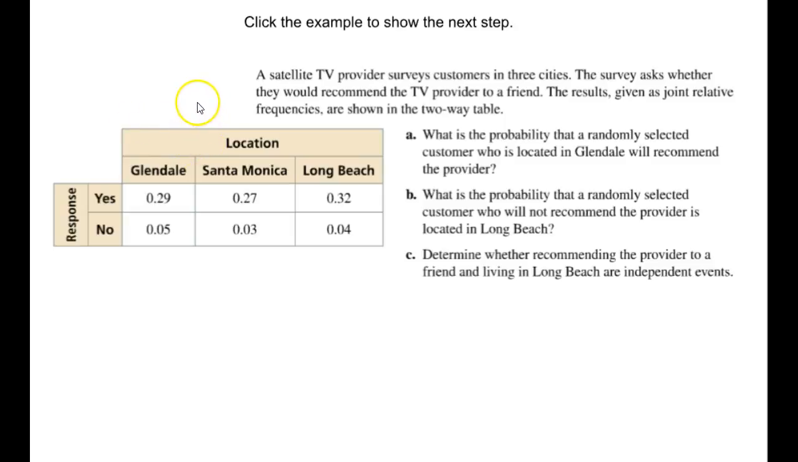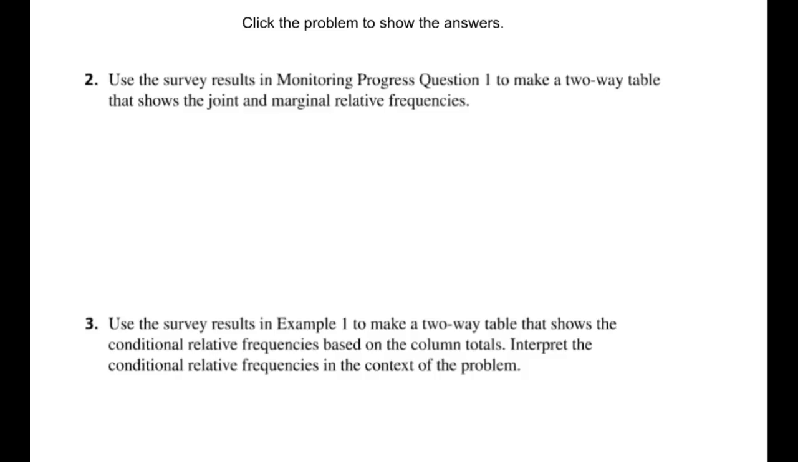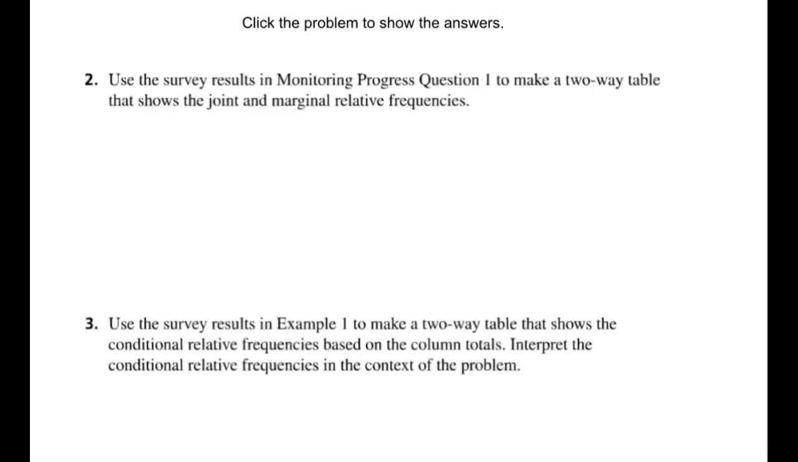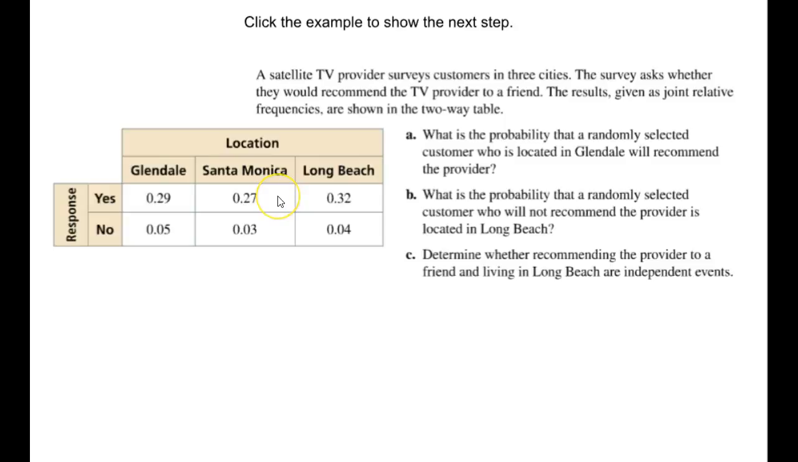So here's our next example. A satellite TV provider surveys customers in 3 cities. The survey asks whether they would recommend the TV provider to a friend. The results, which are given here as a joint relative frequency, help us know what exactly we're looking at. These are shown in the two-way table. So first I have to know that I'm looking at joint relative frequencies. So going back to how I find joint relative frequencies, I took the number of people that answered that specific thing divided by the total number of people in the survey. So that's how I found these numbers.